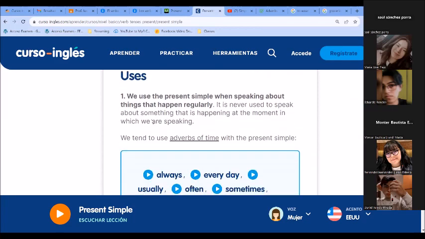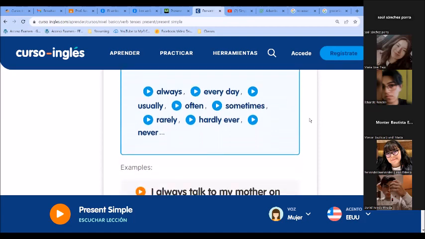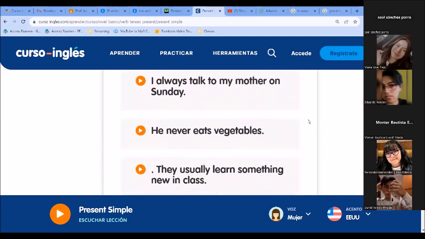Andrea Estefania, use number 1 for the present simple. Yes. 1. We use the present simple when speaking about things that happen regularly. It is never used to speak about something that is happening at the moment in which we are speaking. We tend to use adverbs of time with the present simple. Always, every day, usually, often, sometimes, rarely, hardly ever, never. Right? Some examples.